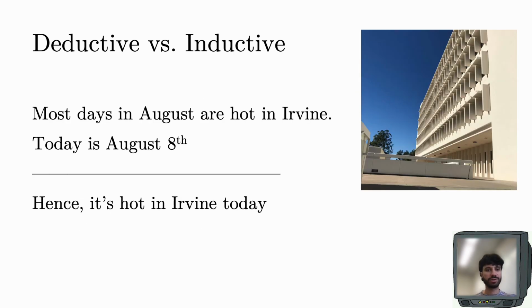Okay, let's look at another example. This is the SST building in Irvine, where the Logic and Philosophy of Science department is located. So this is the argument: most days in August are hot in Irvine. Today is August 8th, hence it's hot in Irvine today. Again, this is an inductive argument. It's possible for today not to be hot, right? Because it's possible for it to immediately get really cold, even though most days in August are hot in Irvine generally, and that today is a day in August.